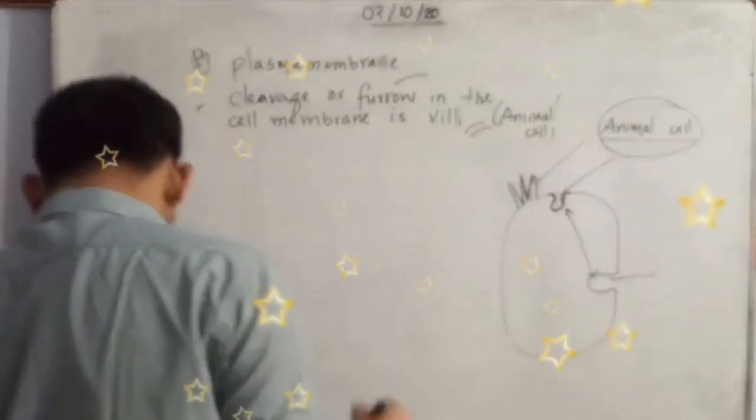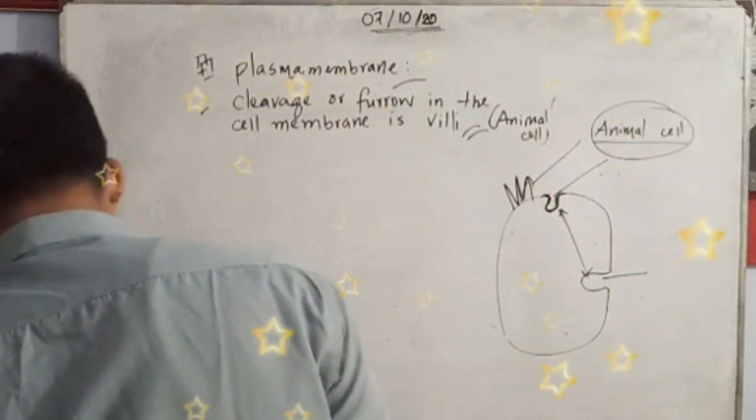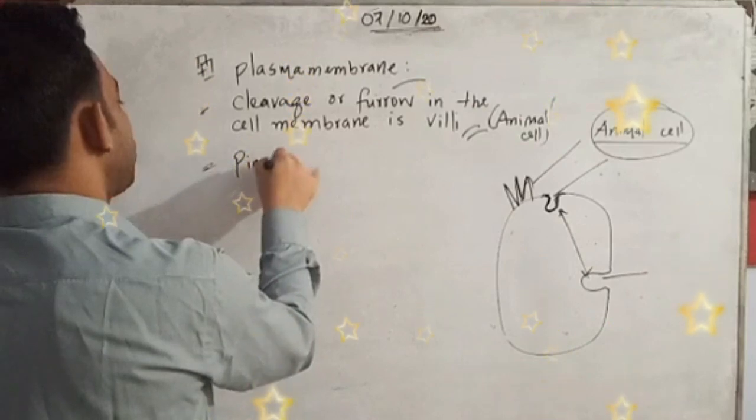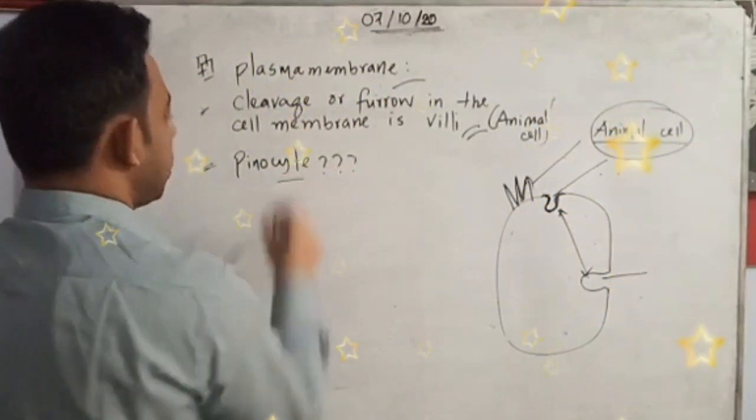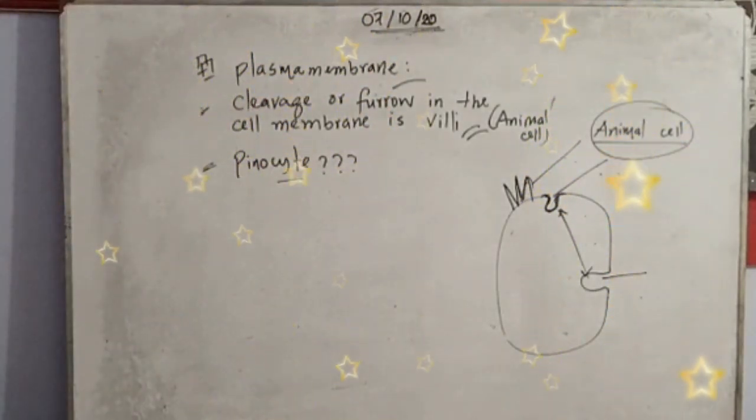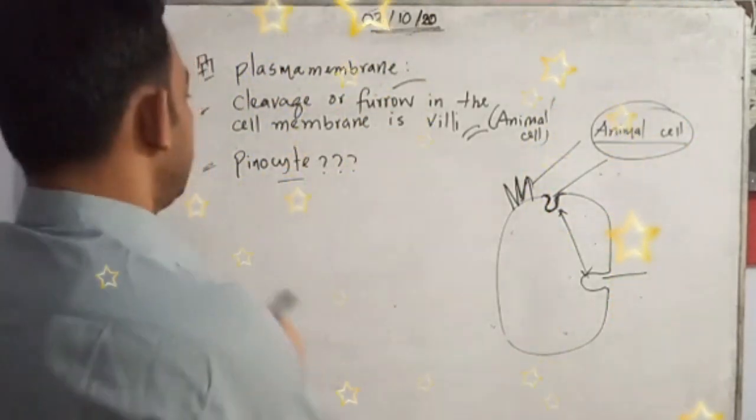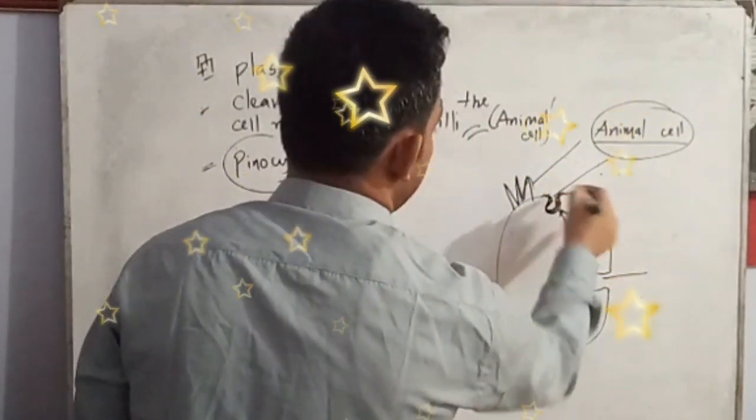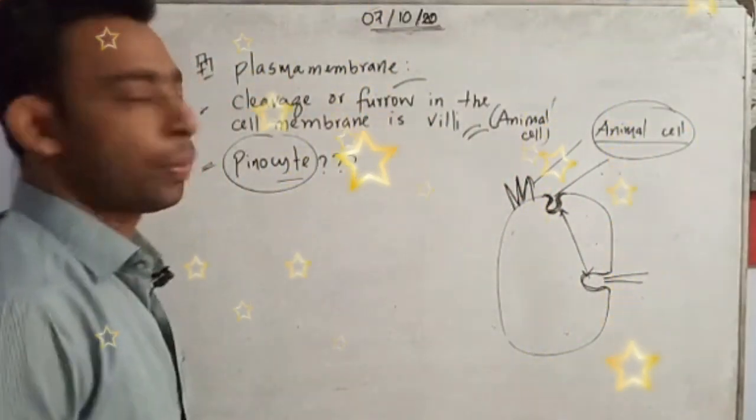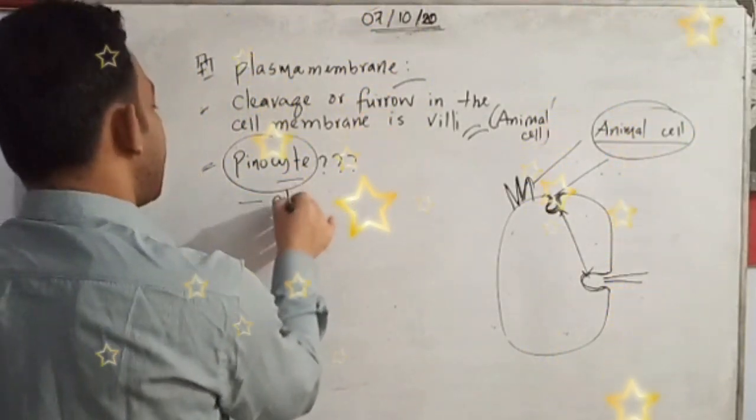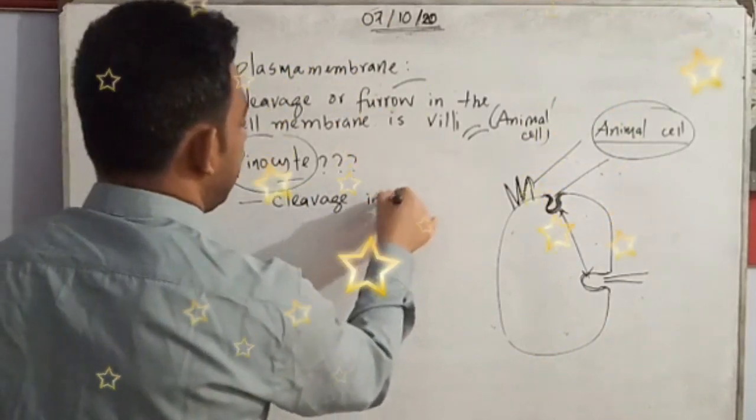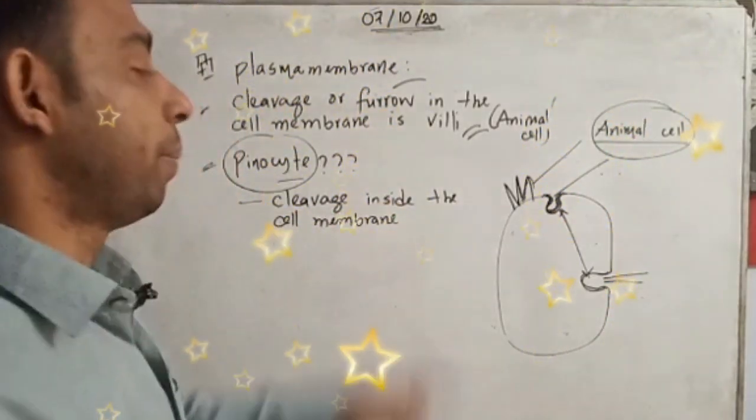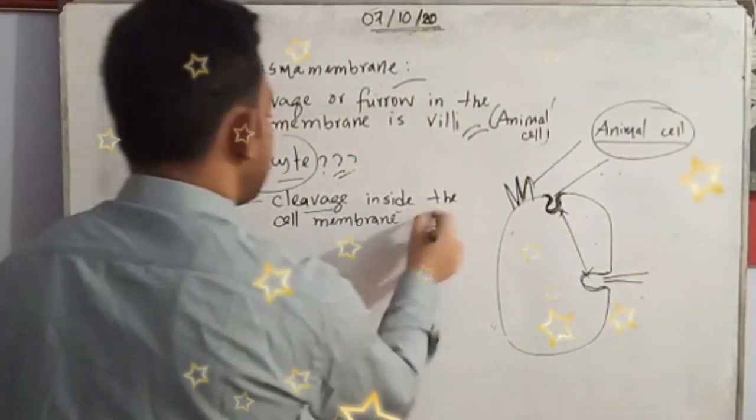And there is another very important thing, that is pinocyte. It is a question that is often asked: what is the pinocyte? If it is asked for 1 mark, you must concentrate on this part. When we see the furrow and cleavage not outside but inside the cell membrane, that is called the pinocyte. Cleavage inside the cell membrane, or furrow inside, is pinocyte.